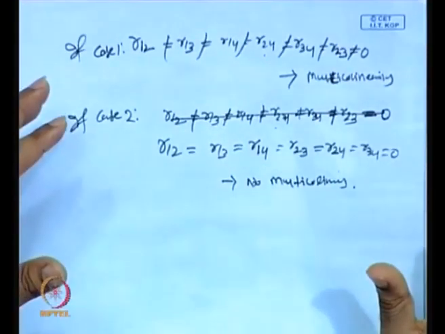So that means, what is all about multicollinearity? Multicollinearity is the existence of a linear relationship among the regressors.